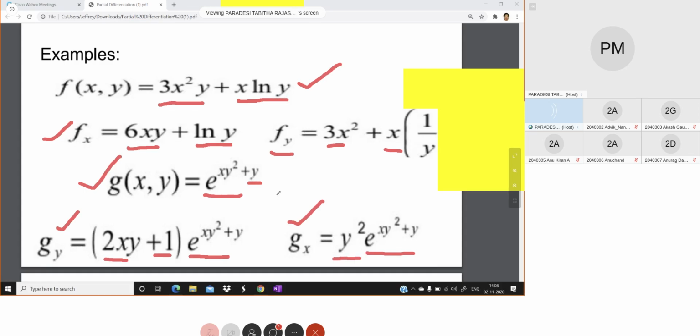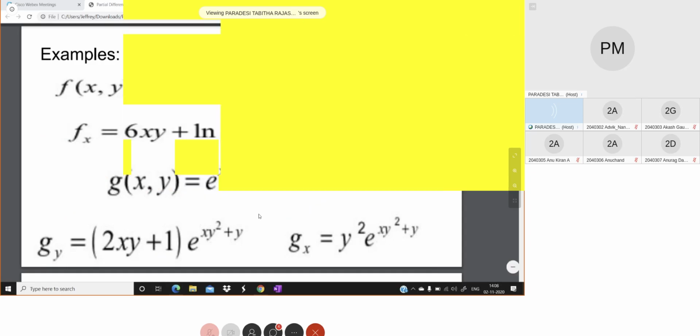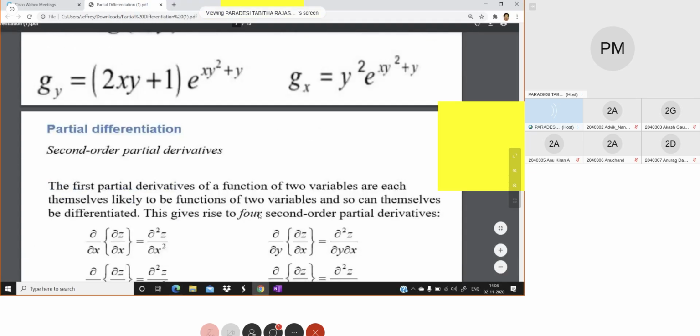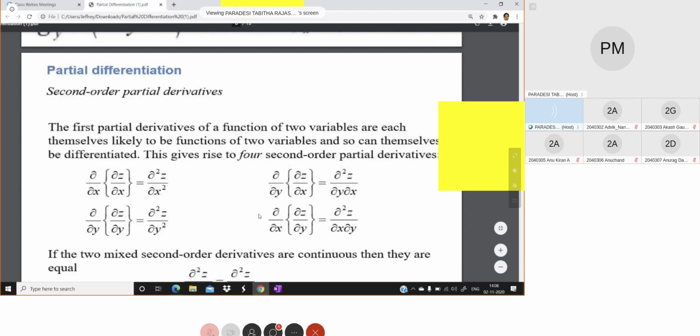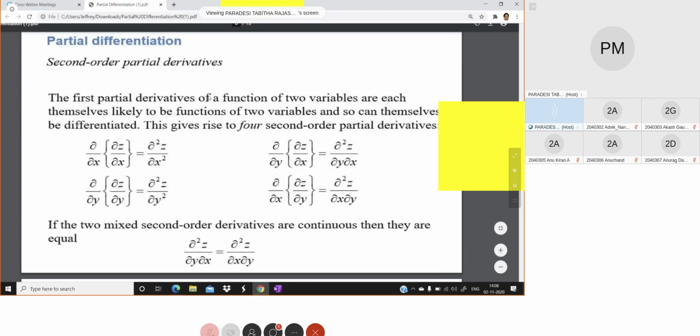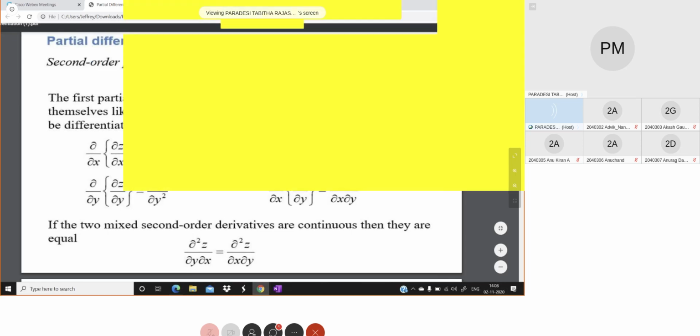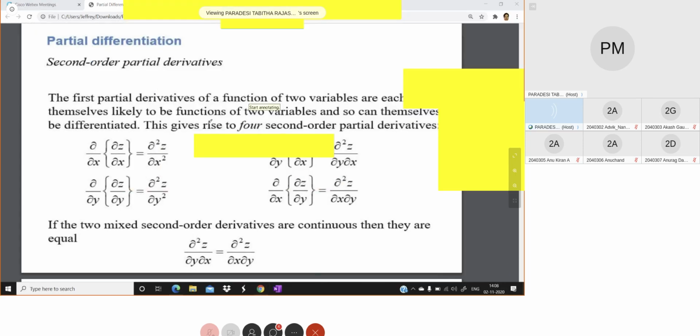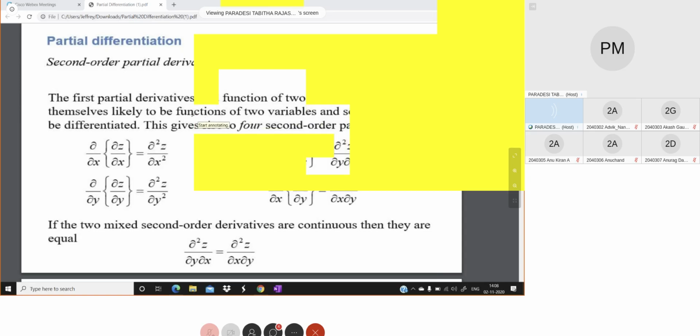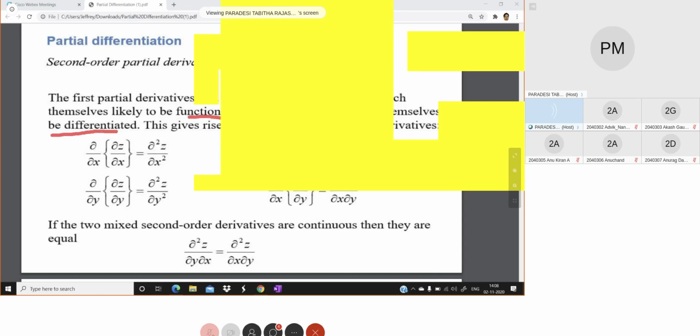So this is what we did in the last class about the first partial derivatives. Now we move on to the second partial derivatives. The first partial derivatives of a function of two variables are themselves considered to be functions of two variables. Whenever you do the first partial derivatives, what you get is again a function of two variables, which means you can differentiate them again with respect to x and with respect to y.